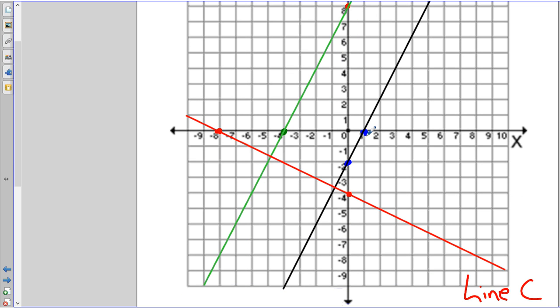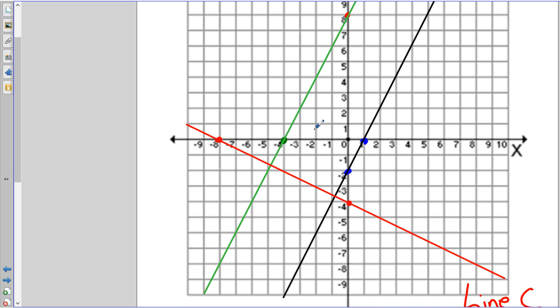And then you just rule a line all the way through them. Don't just rule between here, just extend it on. And label it line B. And it makes sense too, doesn't it? Because the gradient's 2, so each time you go across by 1, you go up by 2. Across by 1, up by 2.